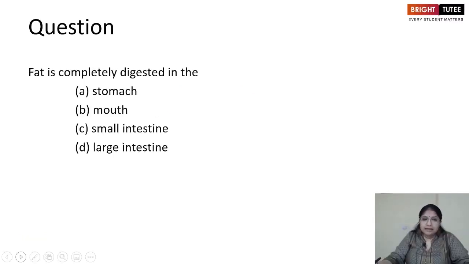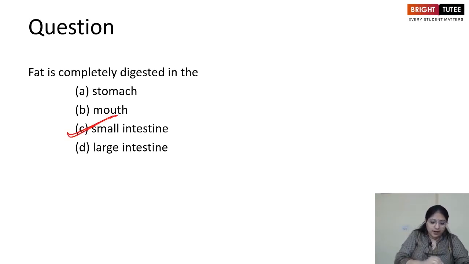Fat is completely digested in the stomach, mouth, small intestine or large intestine. So we saw that the complete digestion of carbohydrate, fat and protein occurred in the small intestine, right? So, in this way, we can simply understand that fat is completely digested into fatty acid and glycerol in the small intestine.